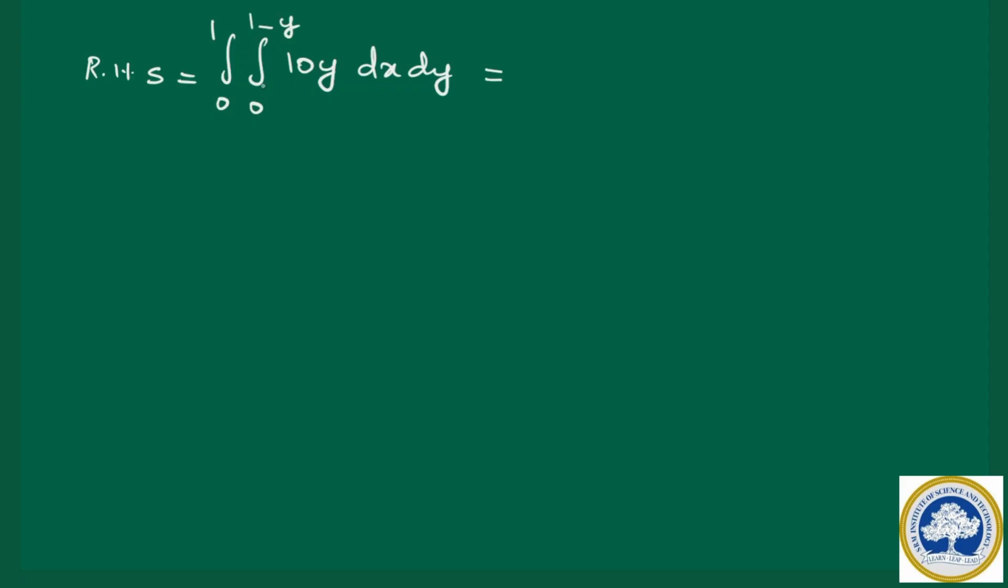So this is what we have to integrate. First let us integrate with respect to the inner differential dx. So 0 to 1, since we have to integrate with respect to x, the remaining variables are considered as constants. So 10y is treated as constant. So the integral of dx is nothing but x over the limit 0 to 1 minus y, into dy. One more differential is there for this integral, that we can do later. First let us complete this part.